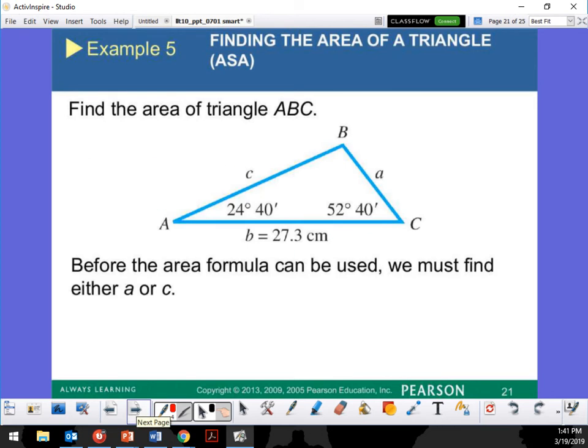Okay, so now on this one, do I have SAS? No. Angle side angle. We don't have SAS, do we? No. So we have to do some math. I could find either little c or little a using the law of sines first before I could do the area. So let's do that. I think I'll find little b for it.